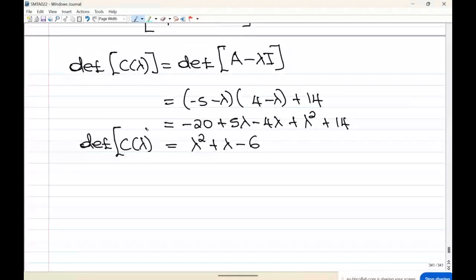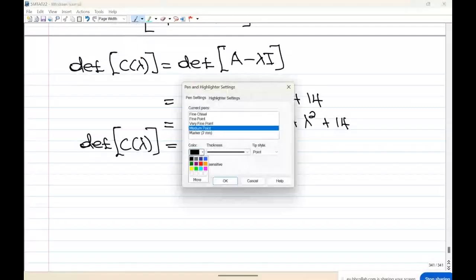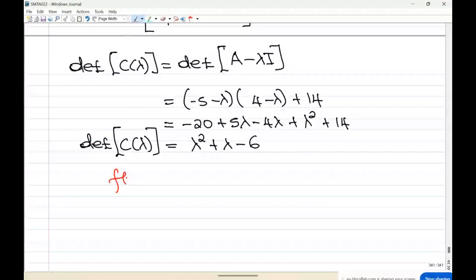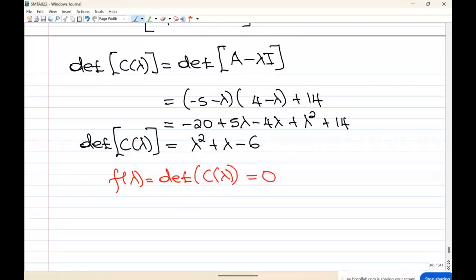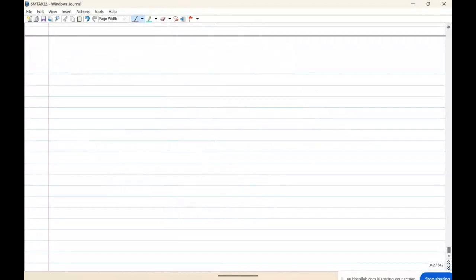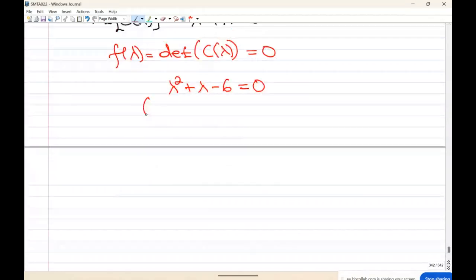Then we close there. Then on the procedure, you and me, we agreed that there is somewhere where we must have the f of lambda. The f of lambda will be equals to the determinant of C of this lambda, which will be equals to 0. That's when we are going to have lambda squared plus lambda minus 6 is equals to 0. Is it possible to find the factors of this, colleagues?